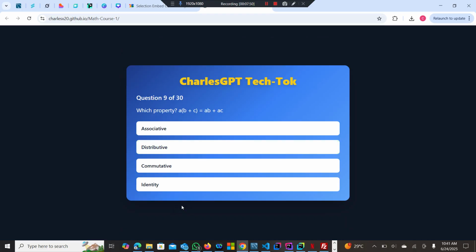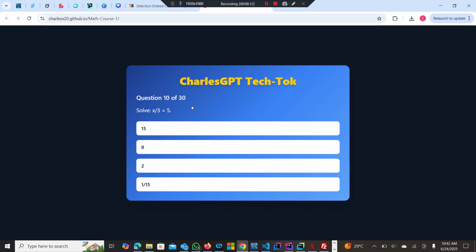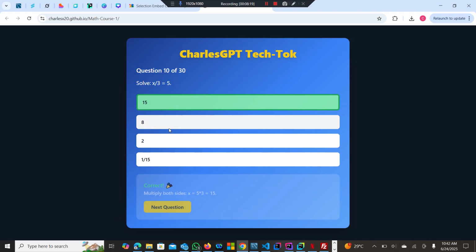For the next question, which property is this? a times b plus c equals ab plus ac. So this is the distributive property, because b goes with a and c also goes with a. Then next, question 10 of 30. Solve x divided by 3 equals 5. Okay, this one is pretty easy. It's 15.